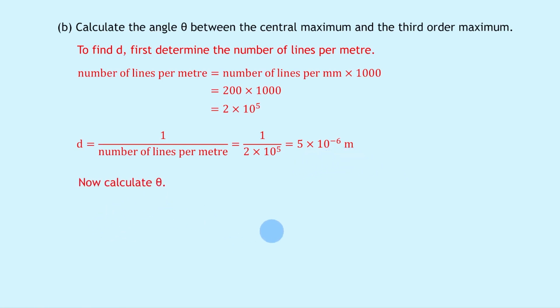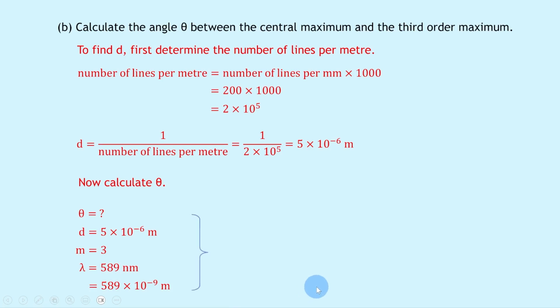So writing down what we know from the question, we're trying to find the angle theta. We know the slit separation d is 5 times 10 to the minus 6 meters from here. We know the order number m is 3, since we're talking about the third order maximum here, and it's also in the picture. And we know the wavelength lambda is 589 nanometers, which we need to convert into meters, so that's 589 times 10 to the minus 9 meters. So writing down the grating equation, we have d sine theta equals m lambda.